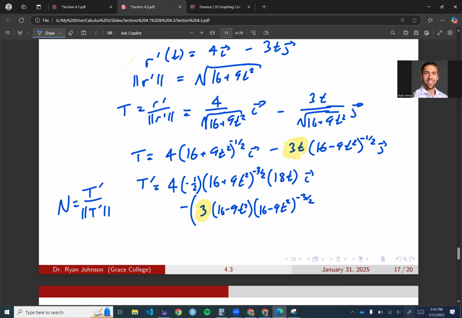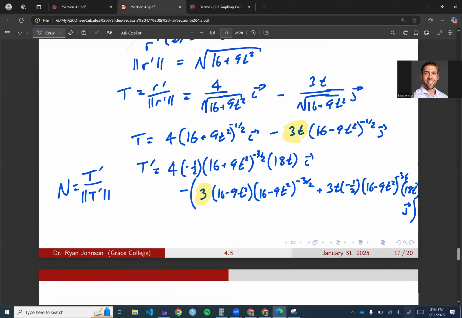And so then I was doing product rule. Here's the other half of the product rule: plus 3t times the derivative of (16 plus 9t squared), oh, now I'm doing chain rule. 3t times negative 1/2 times (16 plus 9t squared) to the negative 3/2 times 18t, and this j. Sorry about that, running out of space there.